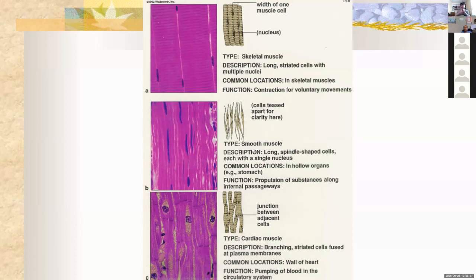Then we have smooth muscle, which has a little different appearance to it, but it does pretty much the same thing. We find these in hollow organs, like the stomach, the small intestines, blood vessels, anything that needs to be able to create a wave-like motion, like our digestive tract, or anything that needs to be able to shrink in size or open up to either restrict blood flow or to allow more blood flow to an area.